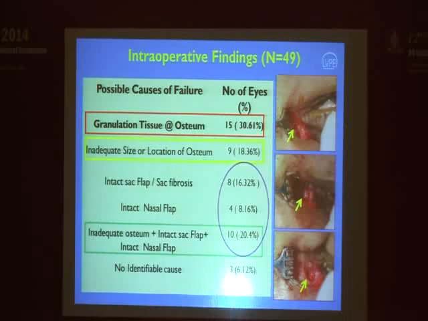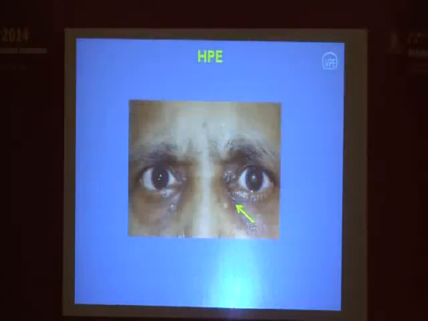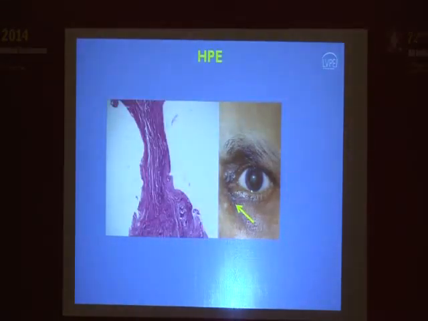Now, in other cases like intact sac flap or intact nasal flap, if you club them all together, it amounts to about 45% of the cases where the entire abnormality lies with the sac flap, nasal flap, or the ostium. A very good example to depict this finding is this 60-year-old lady where a DCR was done on the left eye, which failed, and when we revised, we found extensive granulation tissue over the ostium. We had no idea what we were actually dealing with.